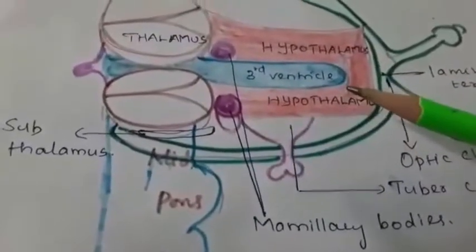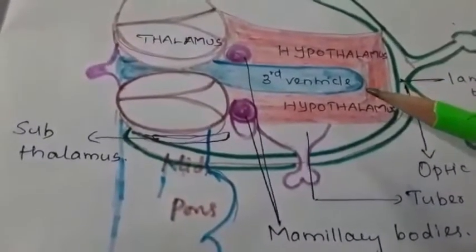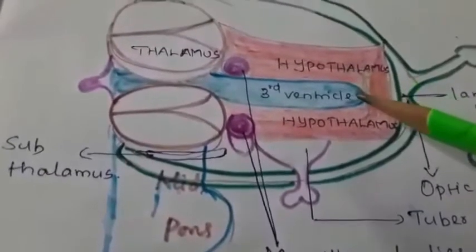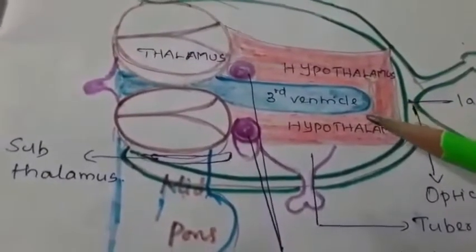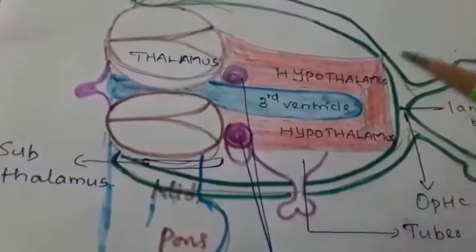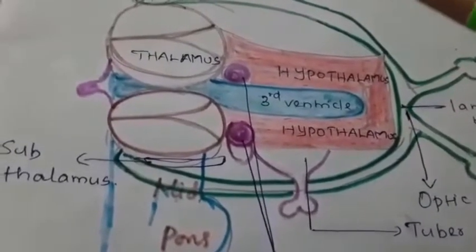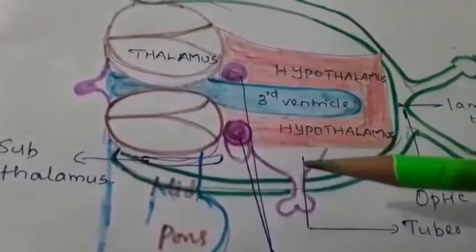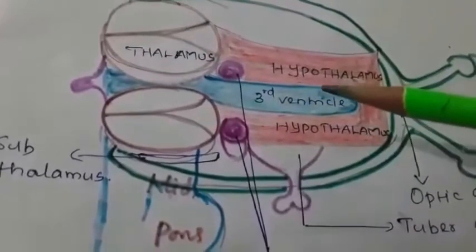Today we are going to learn about the hypothalamus. We have already learned about the thalamus. The hypothalamus is also a part of the diencephalon. The hypothalamic sulcus divides the diencephalon into dorsal and ventral parts.